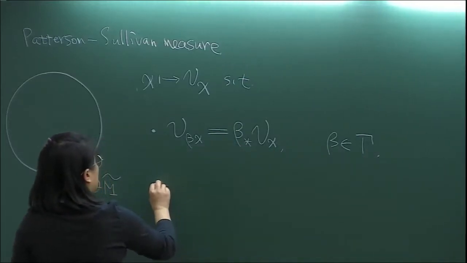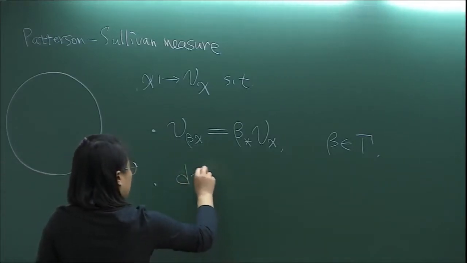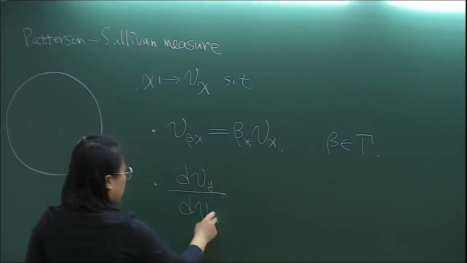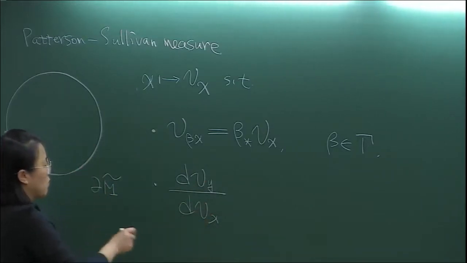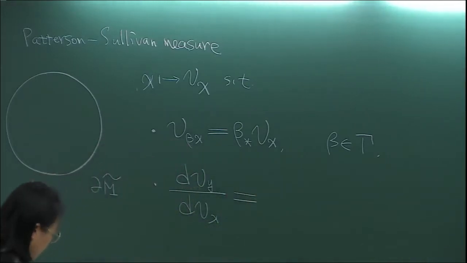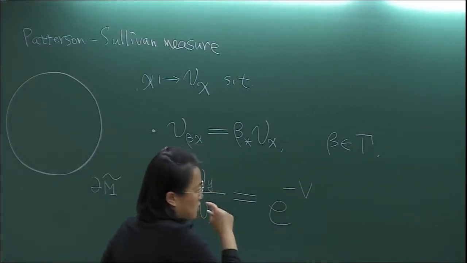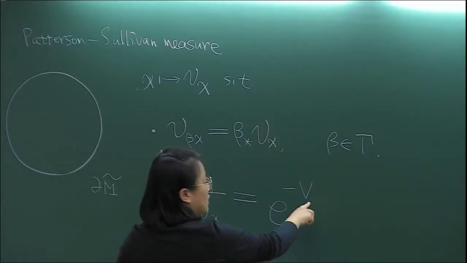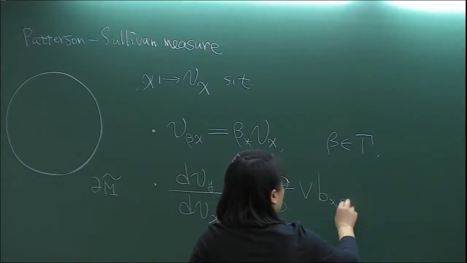And the second thing is that if you compare these two measures on the boundary from different observation points, this y and the x, the Radon-Nikodym derivative of this one is e to the power minus v. V is the volume entropy. And in our case, since we are in the negative curvature case, this v is the topological entropy. So here you have the Busemann function.